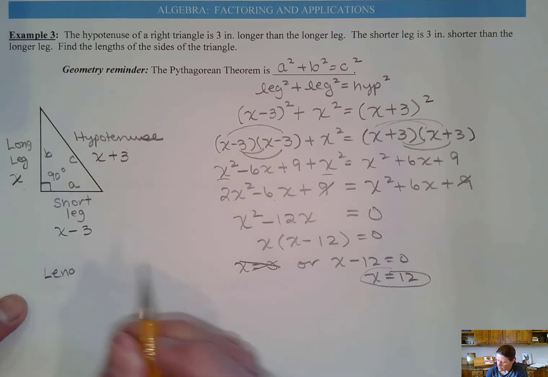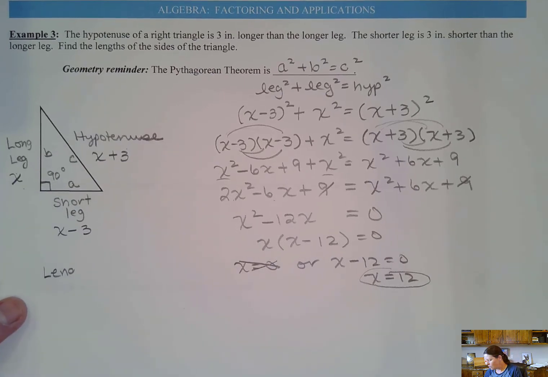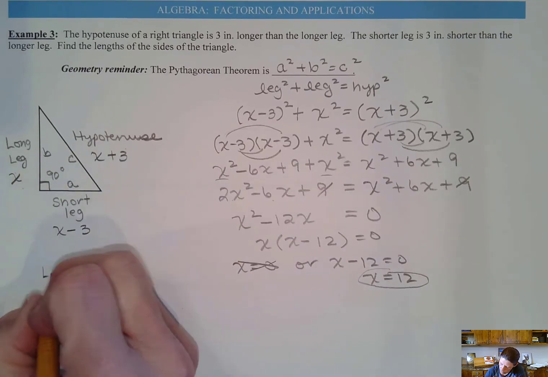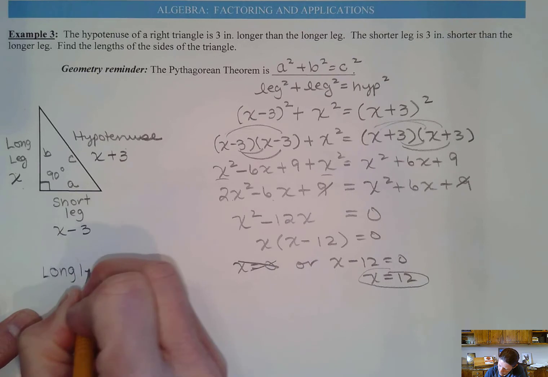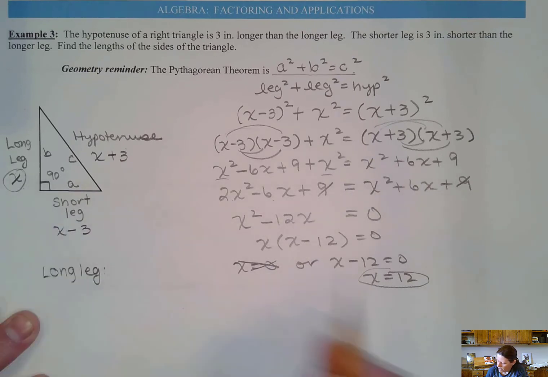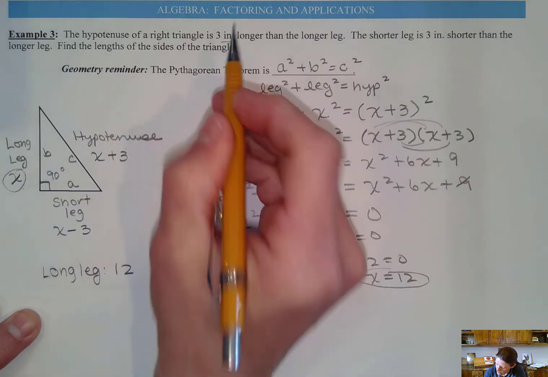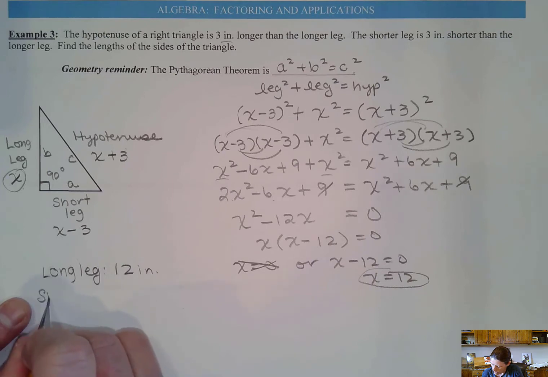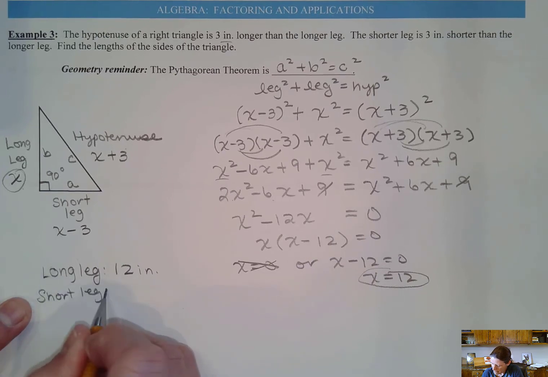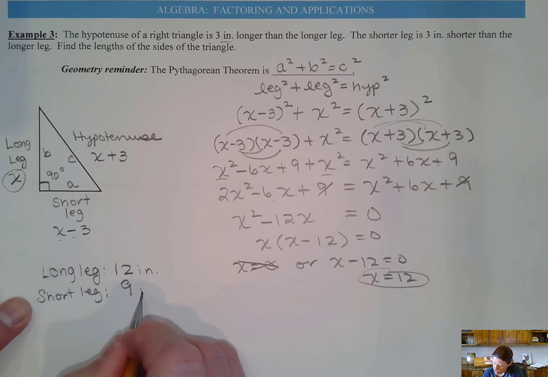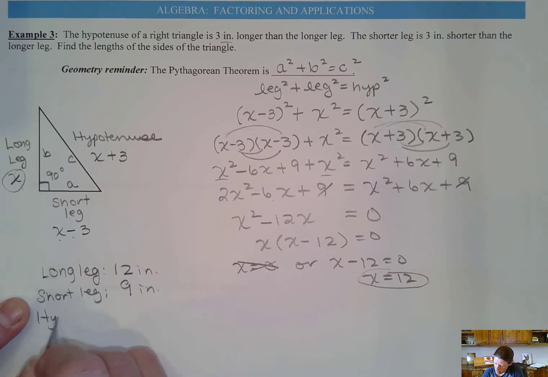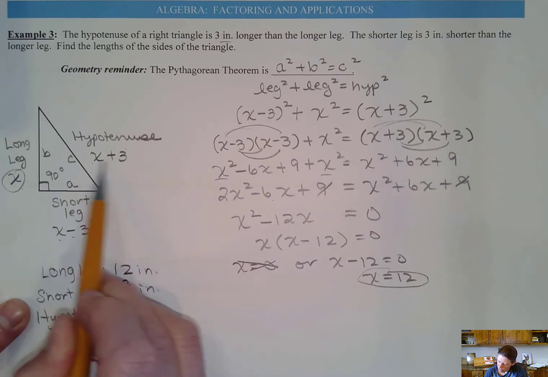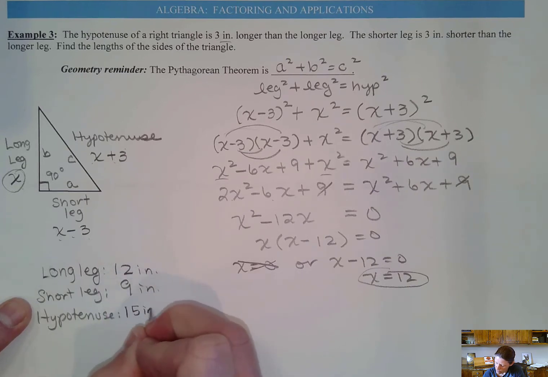And that then says that the length of the long leg, that was our variable x, is 12 inches. Our units given in this problem was inches. And the short leg, 12 minus 3, is 9 inches. And then the hypotenuse must be 12 plus 3, or 15 inches.